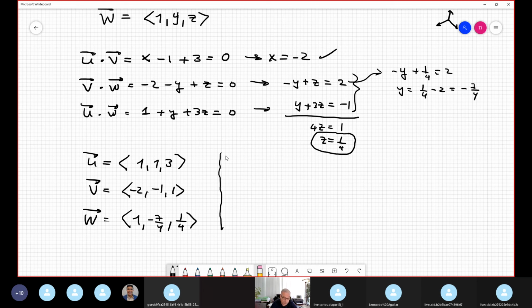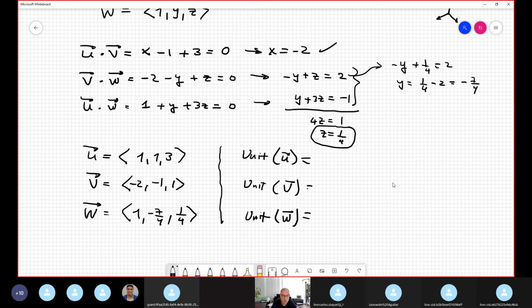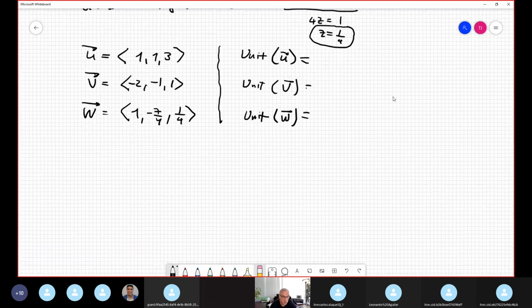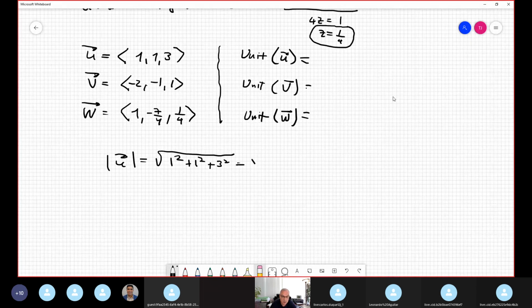Now what is the second part of the game? The unit vectors. What is the unit vector of u? Of b? And of w? To find a unit vector, the only thing you should do is find the magnitude one by one, separately. Let's do it. The magnitude of u is the square root of 1 squared plus 1 squared plus 3 squared. It's the square root of 11, because it's 9 plus 1 plus 1, 11.